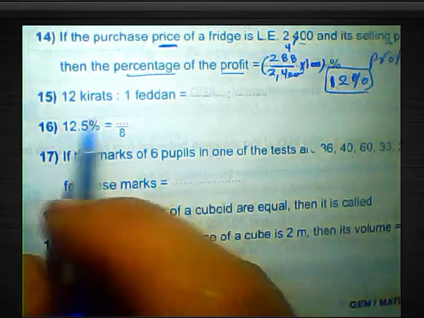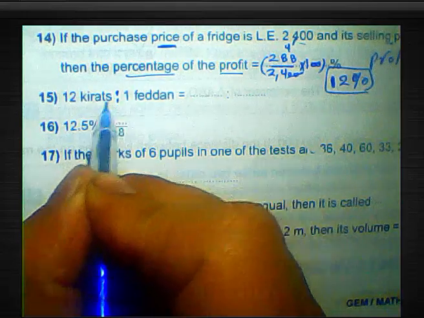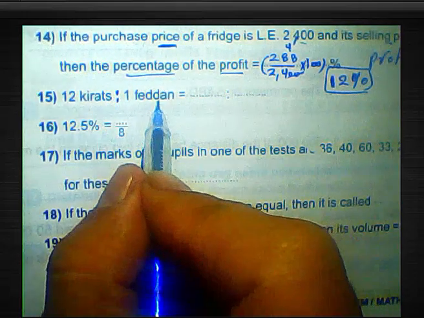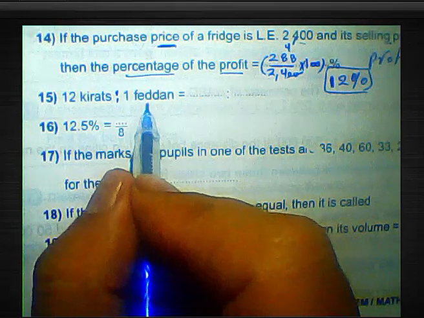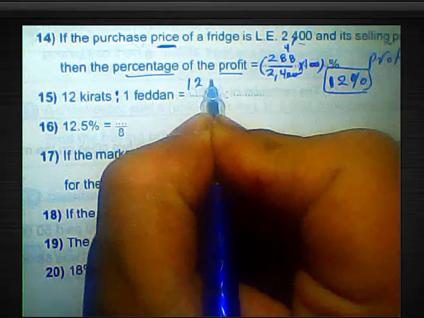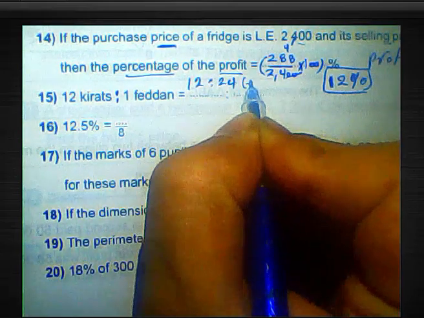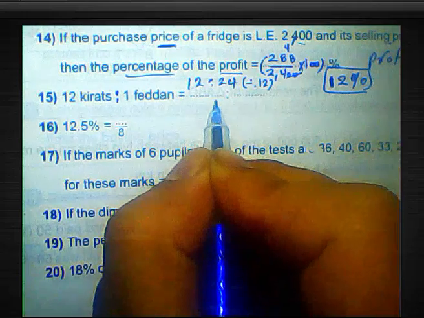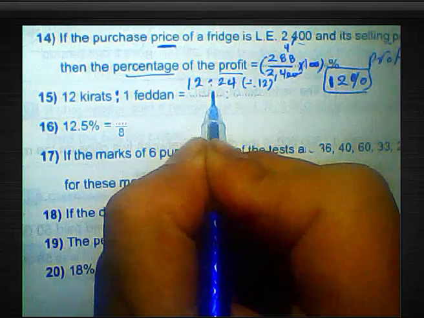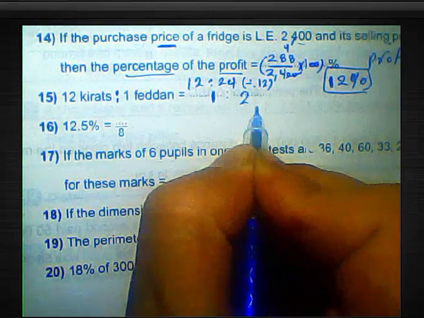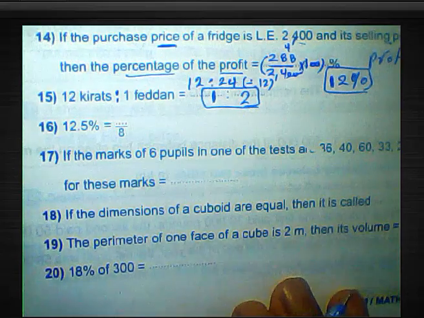Question 15. The ratio between 12 karat and 1 faddan. We know 1 faddan equals 24 karat, so we can write 12 to 24 and then divide by 12 to find the ratio. 12 divided by 12 equals 1. 24 divided by 12 equals 2. Then the ratio will be 1 over 2 or 1 to 2.